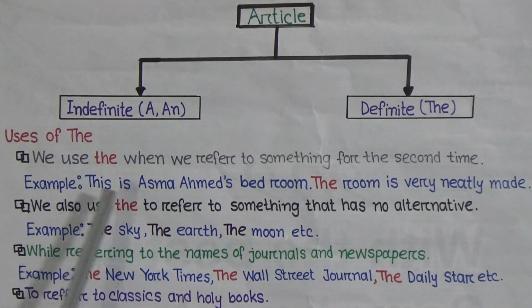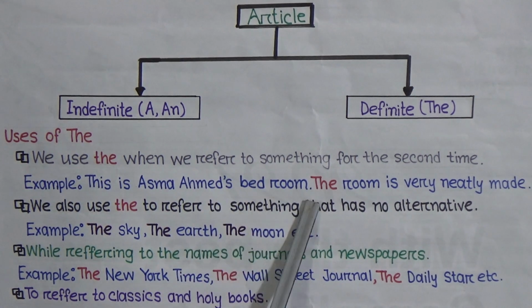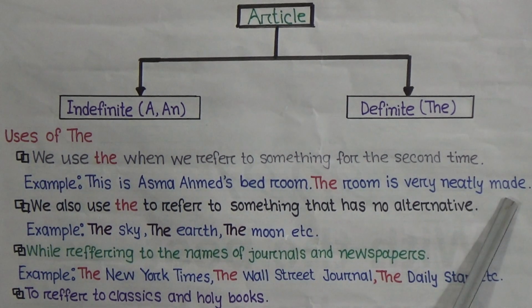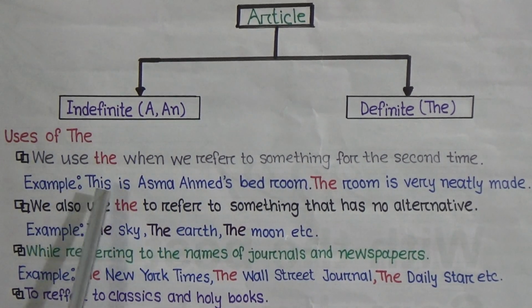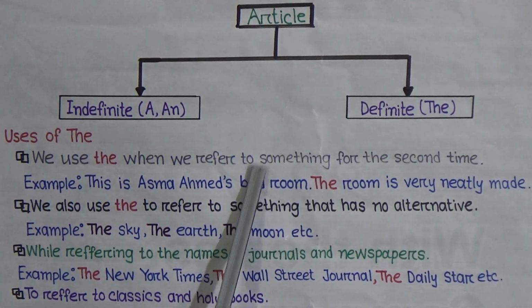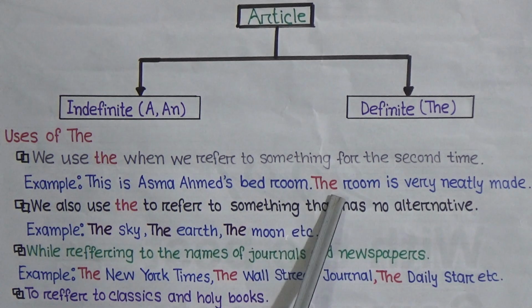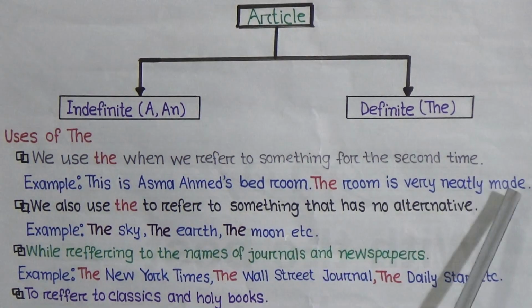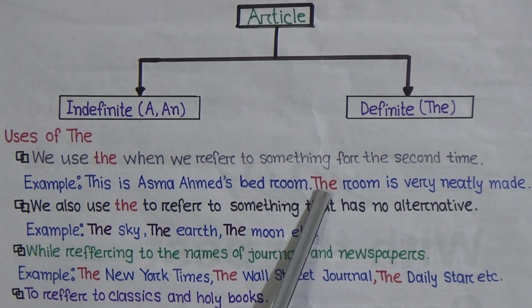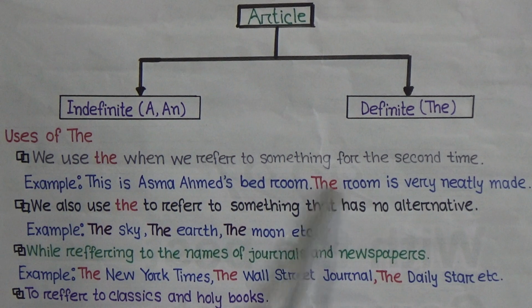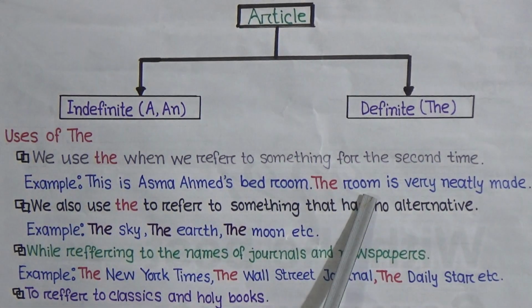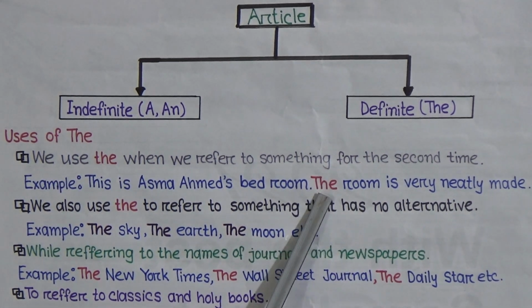For example, this is Asma Ahmed's bedroom. The room is very neatly made. Look, in this example, we say this is Asma Ahmed's bedroom. Here we mention for the first time about Asma Ahmed's room. And in the second line, the room is very neatly made. So we have to use article, and it must be the, because the room is mentioned first time in the first line, and in the second line it is for the second time. So that's why we use the here.